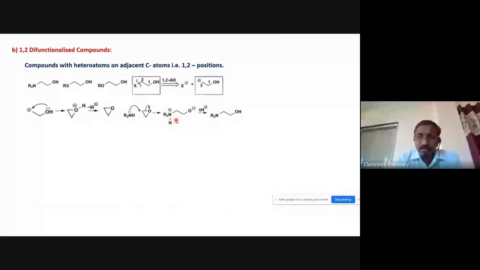So in this way, such kind of target molecule can be synthesized. So it is not like that only. We can use any kind of two different functional groups.